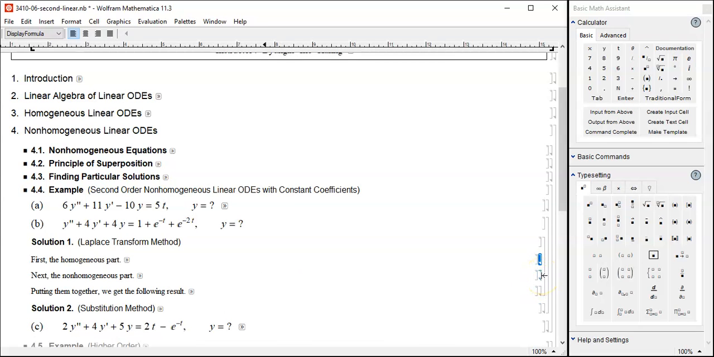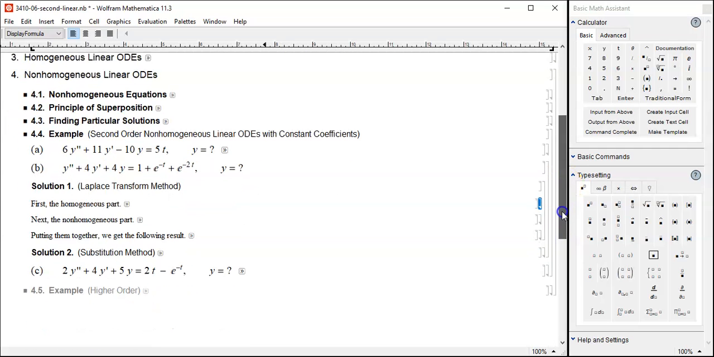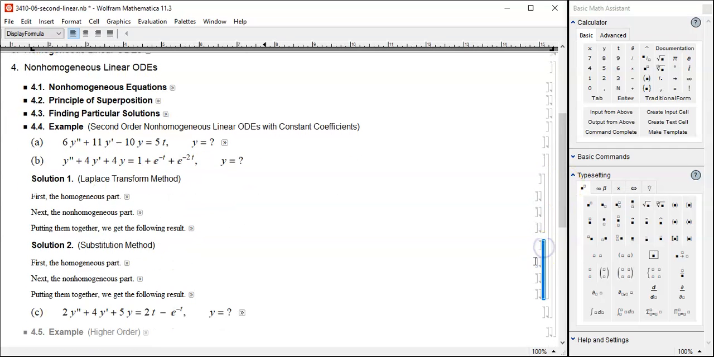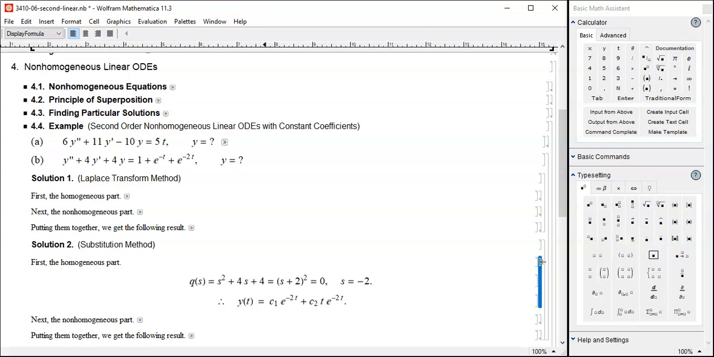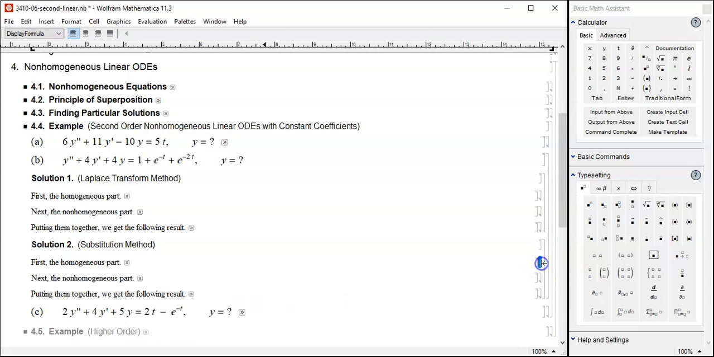And then the non-homogeneous part, we'll discuss it in a moment. How about the substitution method? Just plug everything in, then you're going to get the characteristic equation. And then solve it, we get s equal to negative 2. So we get these two, e to the negative 2t, and then t times e to the negative 2t, and their linear combinations. Okay, either way, we have the same homogeneous part.